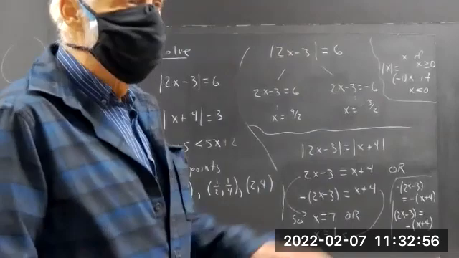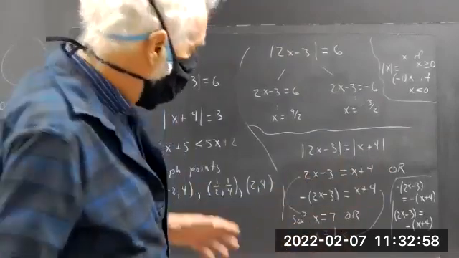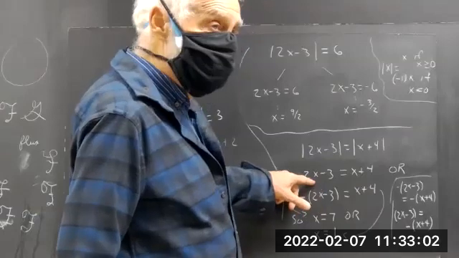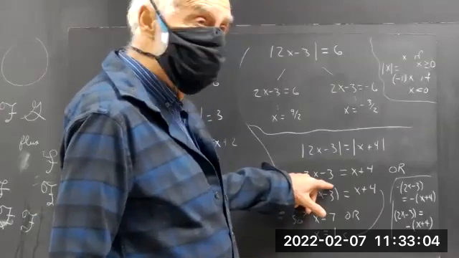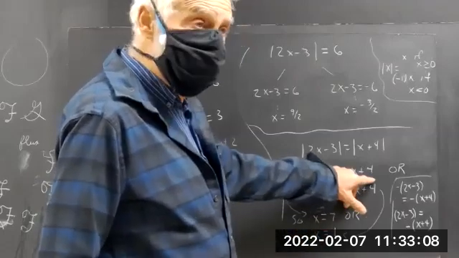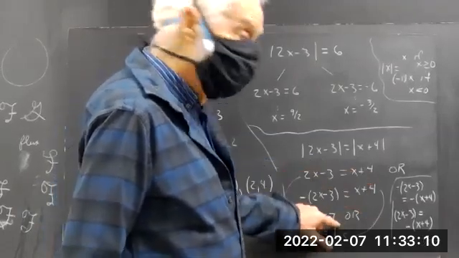Just to see if I somehow, in my brain fog, did this right. If I plug 7 in for x, you get 14 minus 3, which is 11, right? Plug 7 in here, 7 and 4 is 11. So this certainly checks out.